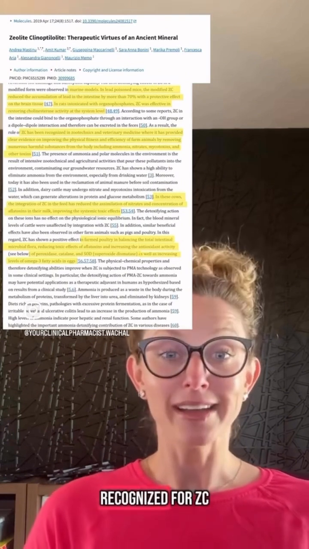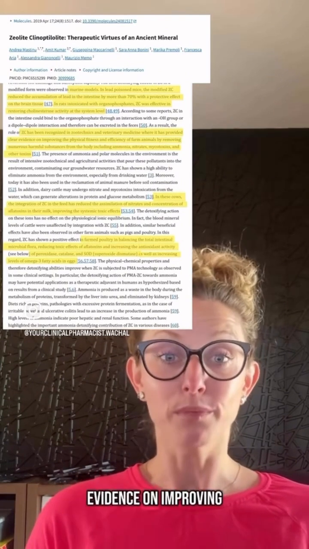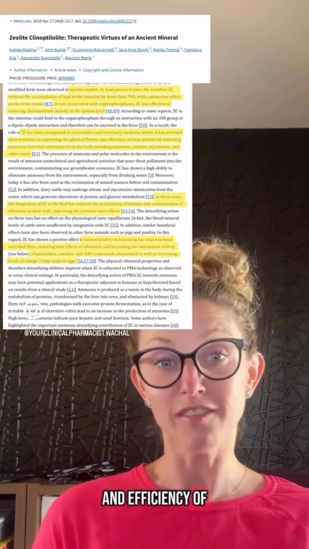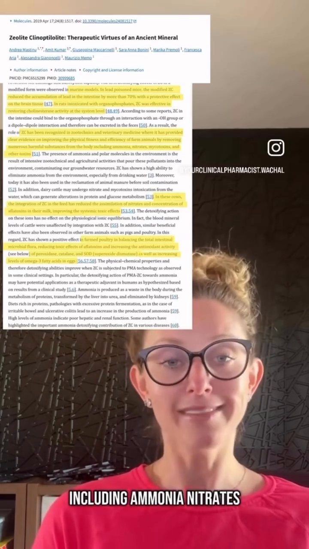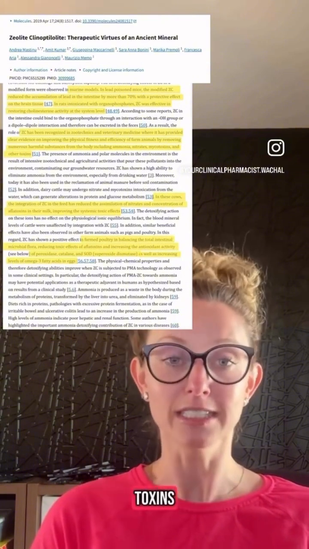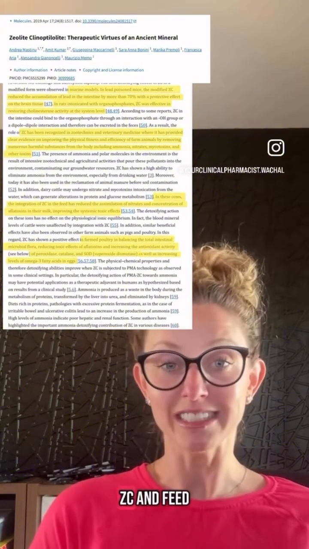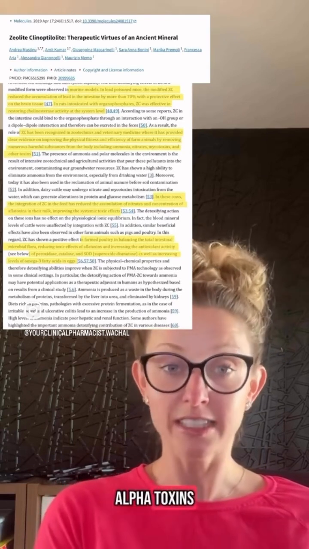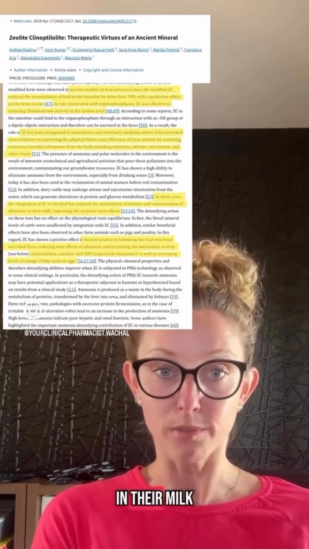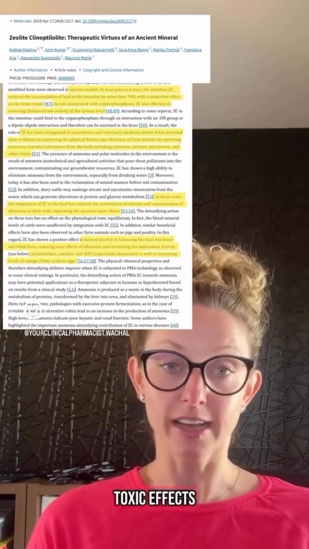It has been recognized that ZC has clear evidence of improving physical fitness and efficiency of farm animals by removing numerous harmful substances, including ammonia, nitrates, mycotoxins, and other toxins. Cattle integration of ZC in feed has reduced nitrates and the concentration of aflatoxins, which are toxins produced by fungi, in their milk, and improved systemic toxic effects.